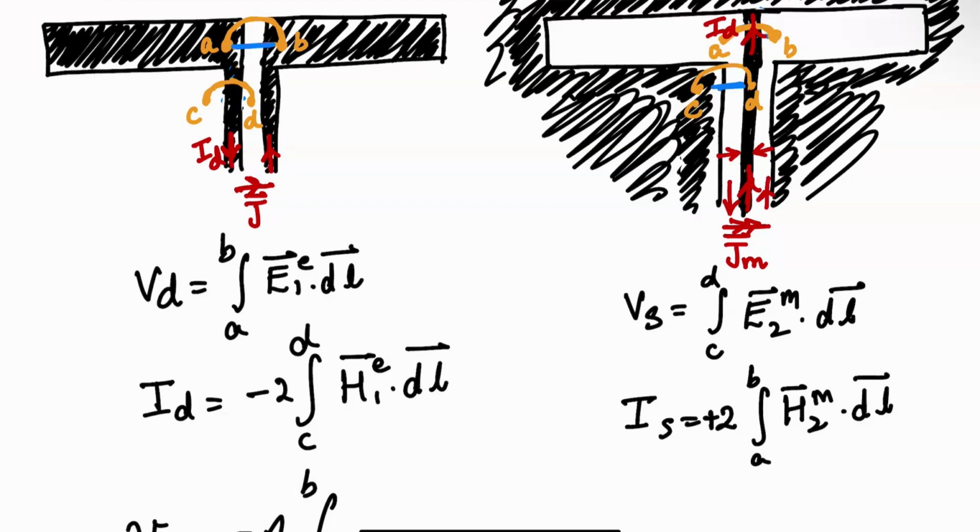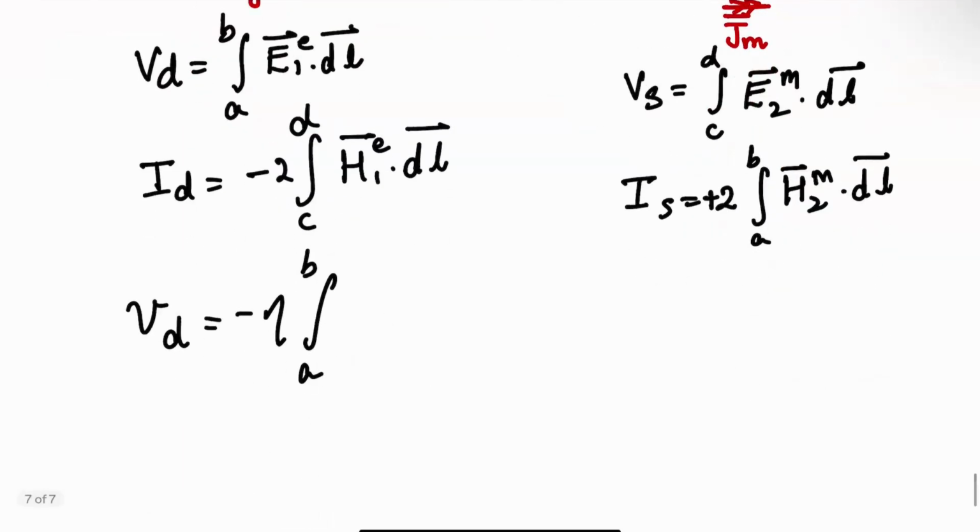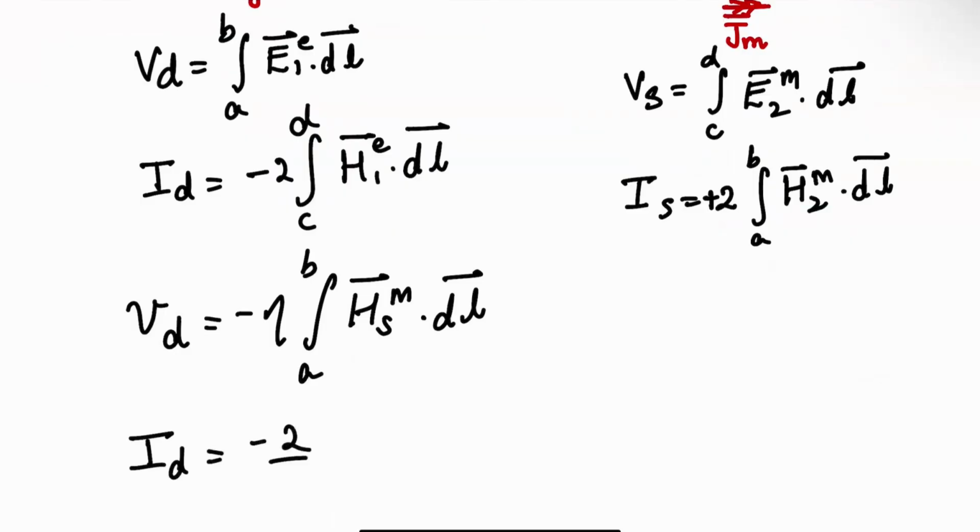Yeah, inward. So the electric fields are pointed inward. Okay, so that's why you have a plus on one and the negative on the other one. So you go back, you apply Babinet's theorem to this, and this gives you V_S = -eta integral A to B H_SM dot dl, and I_D is equal to -2/eta integral C to D E_SM dot dl.